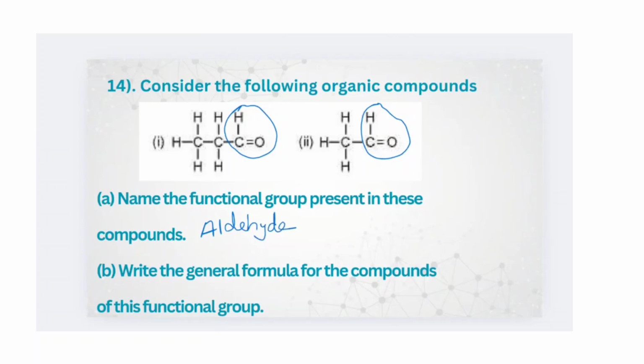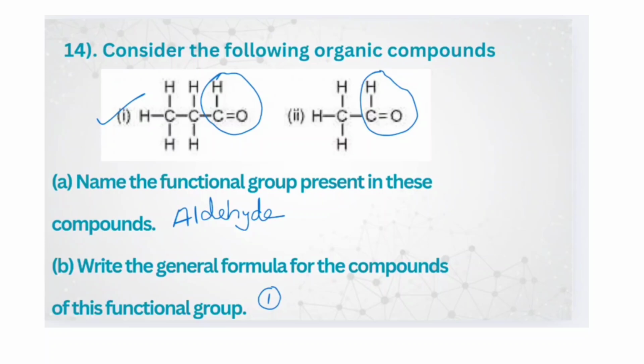Second question, write the general formula for the compounds of this functional group. So the first one, the number of carbon atoms is 4 and total number of hydrogen atoms is 6 and only 1 oxygen atom. So the formula is C4H6O. In the second example, number of carbon atoms is 2, hydrogen 4, oxygen is only 1. So the molecular formula is C2H4O.